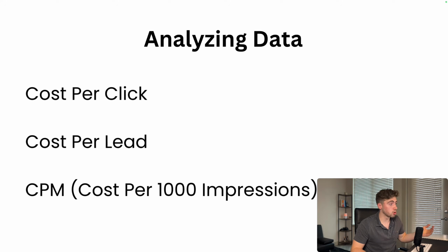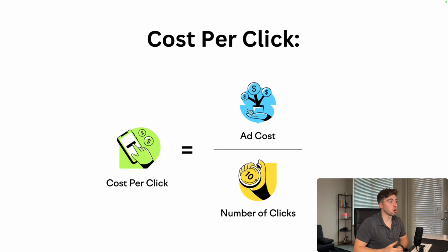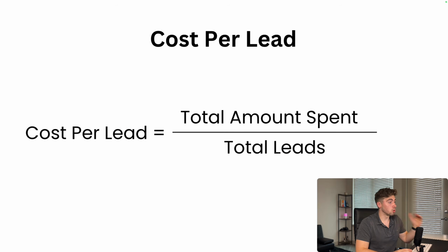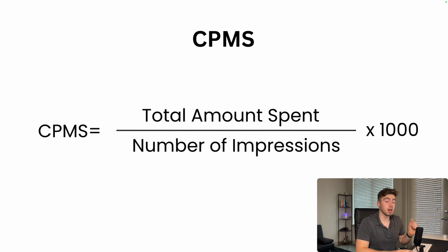So we have the cost per click, cost per lead, and then the CPMs, which is cost per 1,000 impressions. So how much are you paying for 1,000 impressions on Facebook? So right here we have our cost per click, and that is simply the ad cost divided by the number of clicks on your ad. So how many times are people clicking on your ad on Facebook? So cost per lead, we just have the total amount spent divided by the total leads that you actually brought in. And then finally, we have the CPMs, which is the total amount of ad spend divided by the number of impressions times 1,000.